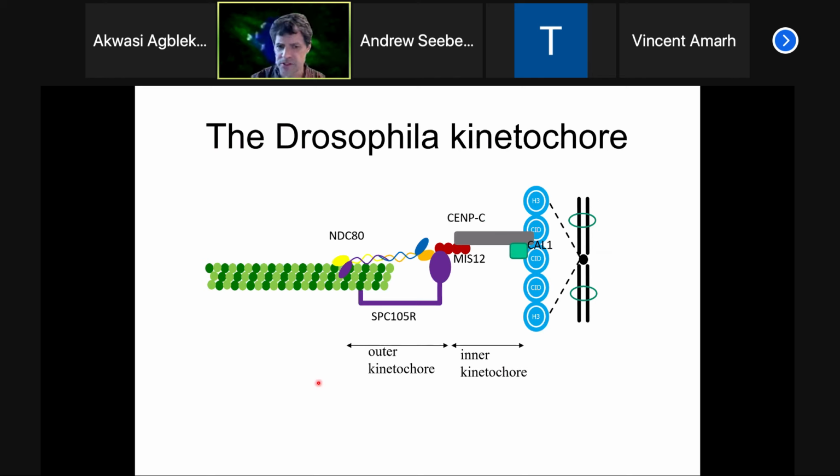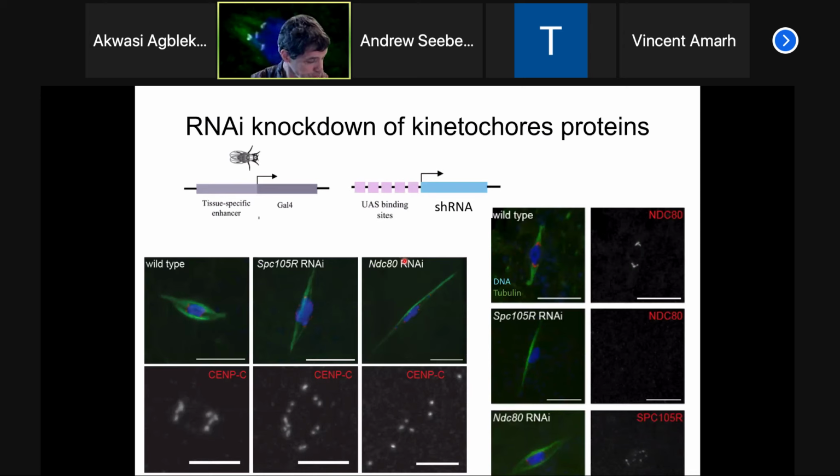The second observation was what the kinetochores themselves are doing, contrasting two kinetochore proteins, SBC105R and NDC80. When we knock those two out, we see the kinetochore null phenotype I showed you at the beginning. Instead of the kinetochores nicely pointing towards one pole or the other, they're scrambled all over the place, with SBC105R knockout or NDC80, two kinetochore proteins we knocked out.